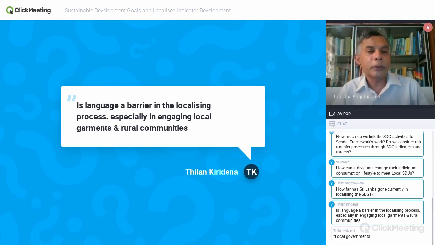So I think we have to highlight the importance of English, but in all these interventions we have to look at translations. Carrying out in local languages is a very important aspect. So in the localization process, I think it's mandatory. We have to have some mechanism where all the documents we prepare are translated correctly into local languages.